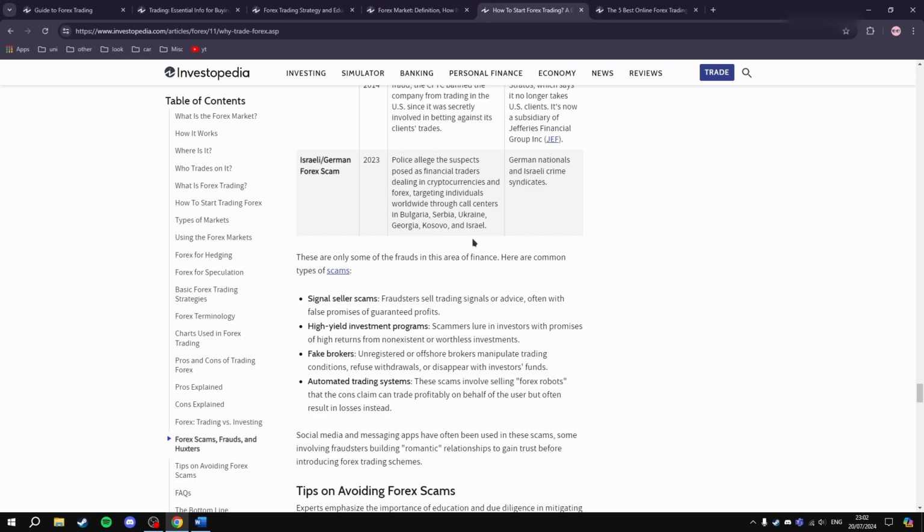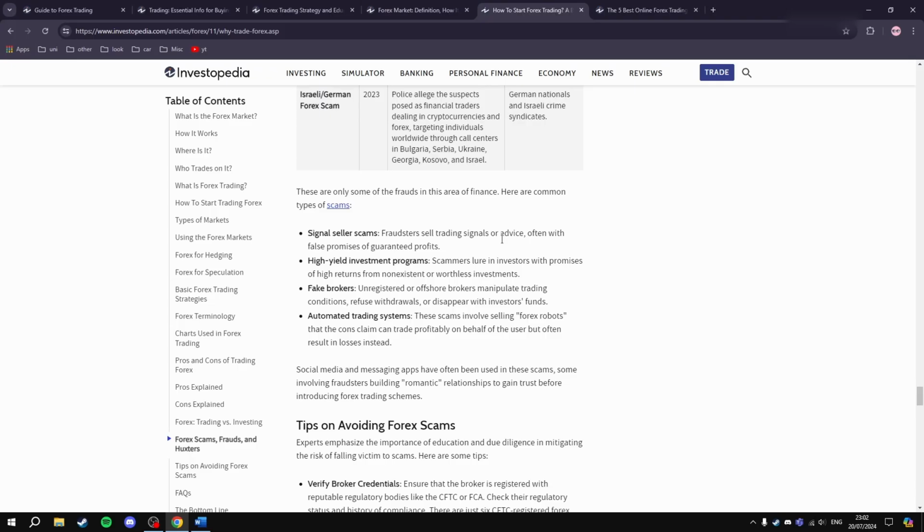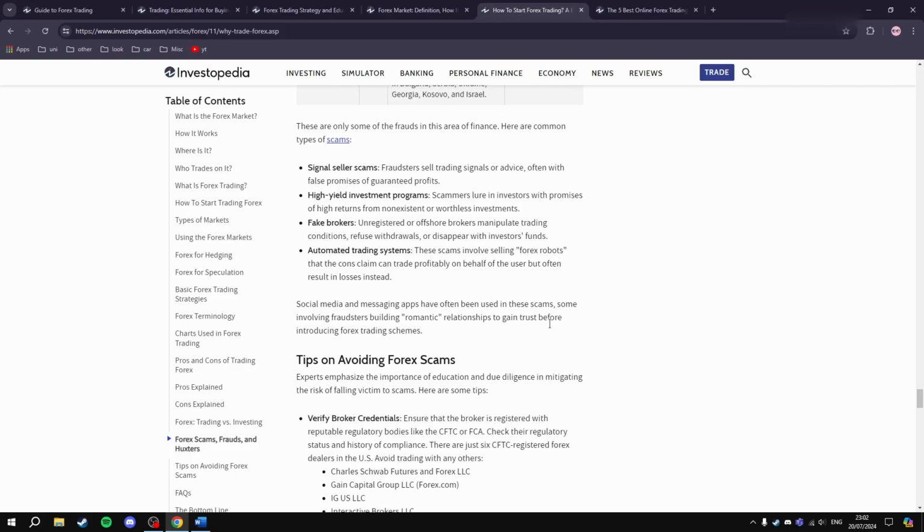Anyways, these are only some of the frauds in this area of finance. Here are common types of scams. Signal seller scams: fraudsters selling trading signals or advice, often with false promise of guaranteed profits. High yield investment programs: scammers lure in investors with promises of high returns from non-existent or worthless investments. Fake brokers: unregistered offshore brokers manipulating the trading conditions, refusing withdrawals or disappearing investors' funds.